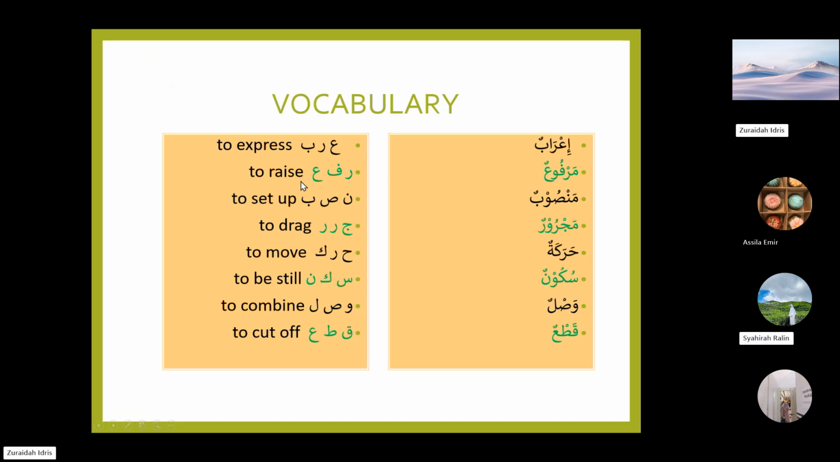Then marfu is to raise, so that's why it goes up. Mansubun is to set up. It flattens out, but it's still up there. Then majrurun means to drag, to bring down. So that's why you have the kasra, the sign below the letter.